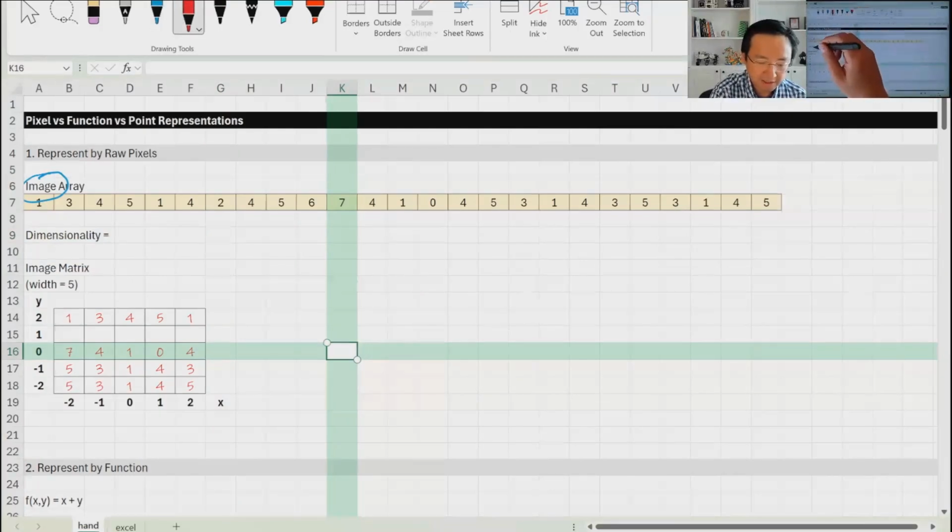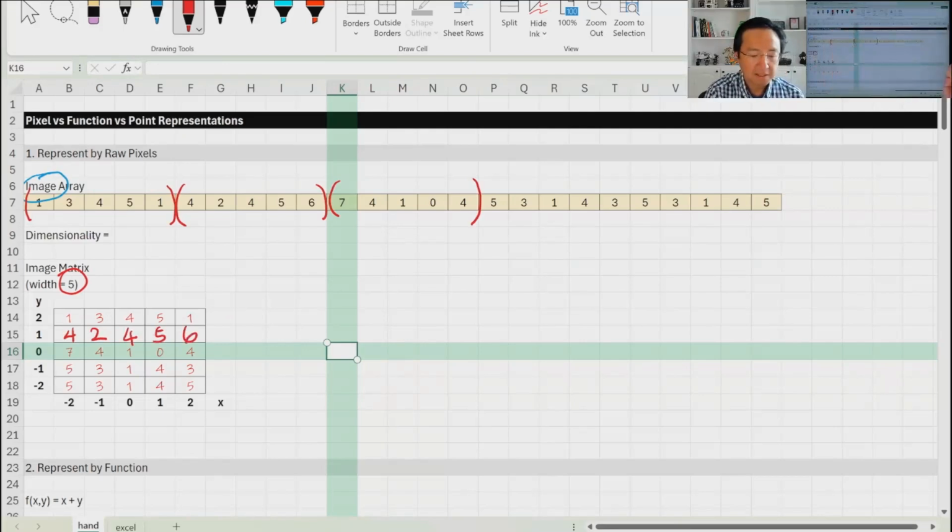So we have a 1D array, and we could break it down into a width of 5. The first row will be here, the second row here, and the third row like this, and so on with a width of 5. Just as practice, the first row is already down: 1, 3, 4, 5, 1. The second row will be 4, 2, 4, 5, 6.